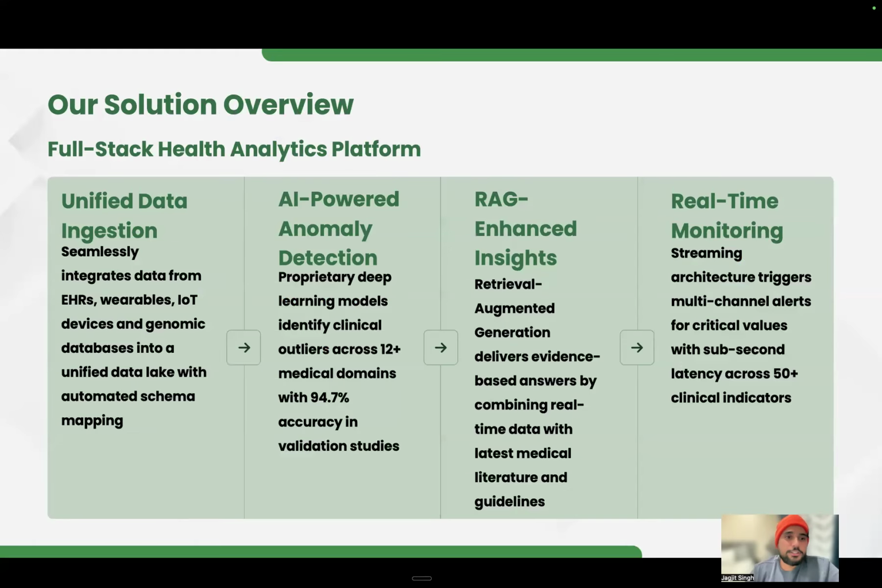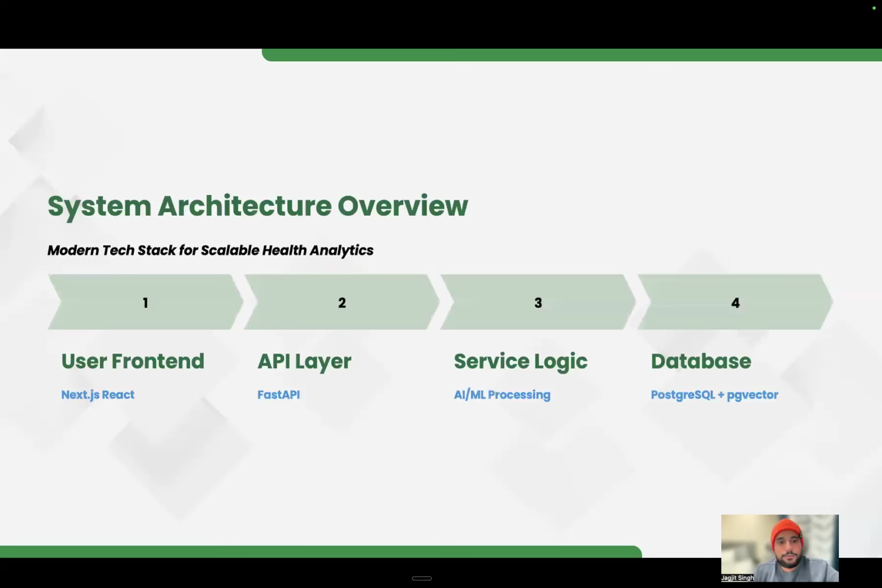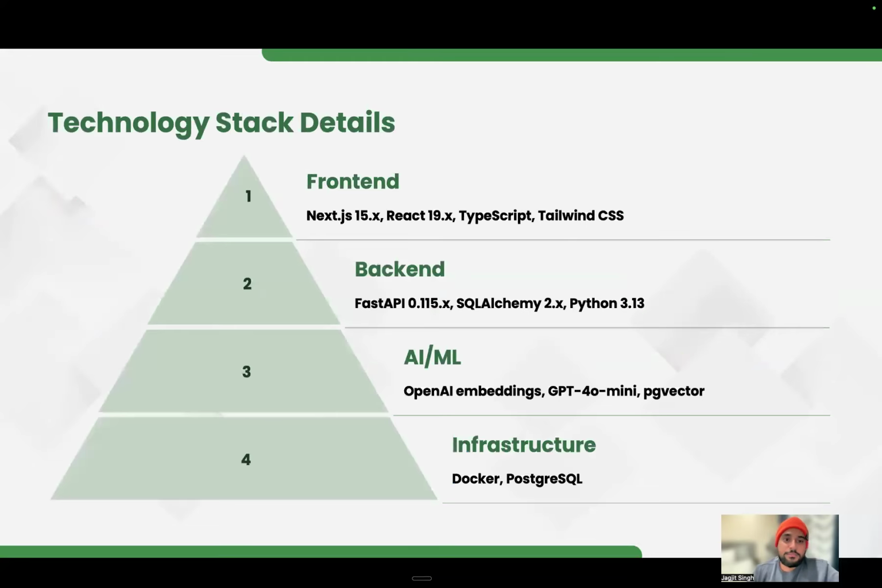So the solution I have built is a full stack health analysis platform that has unified data ingestion, AI-powered anomaly detection, RAG enhancements, and real-time monitoring. This is the overview of our system architecture: for the front end we're using React and Next.js, for the API layer FastAPI, for service logic AI/ML processing, and finally for databases PostgreSQL and pgvector for storing embeddings.